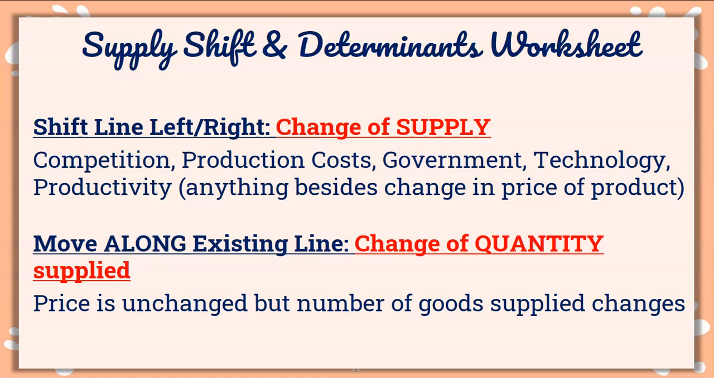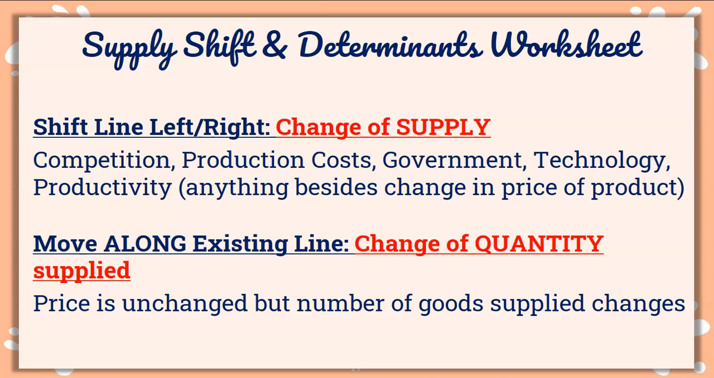Supply shift and determinants. So don't forget, just kind of a recap, whenever you have a shift of the line left and right, that's going to be your change of supply, very similar to your change of demand. And if it's not price related, it's any of your determinants. It could be competition, how many other sellers are in the market. It could be production costs. That rubber to make shoes, how much is that costing me right now? The government being involved with taxes and things can impact supply. Technology, productivity, which is anything from your workers to your business being closed physically to machinery and things. So all those things can cause a change of supply.